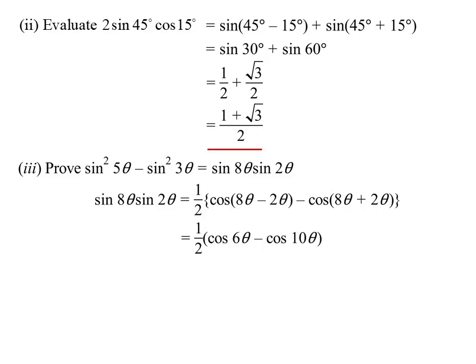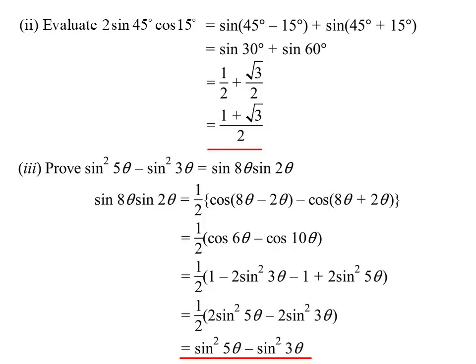Still not quite there. How am I going to get these? Well, now I'm going to make use of double angle formulas to get the squared in there. So cos 2 theta is 1 minus 2 sine squared theta. So in this case, cos of 6 theta will be 1 minus 2 sine squared 3 theta, minus 1 plus 2 sine squared 5 theta, and eventually we get our final answer there.